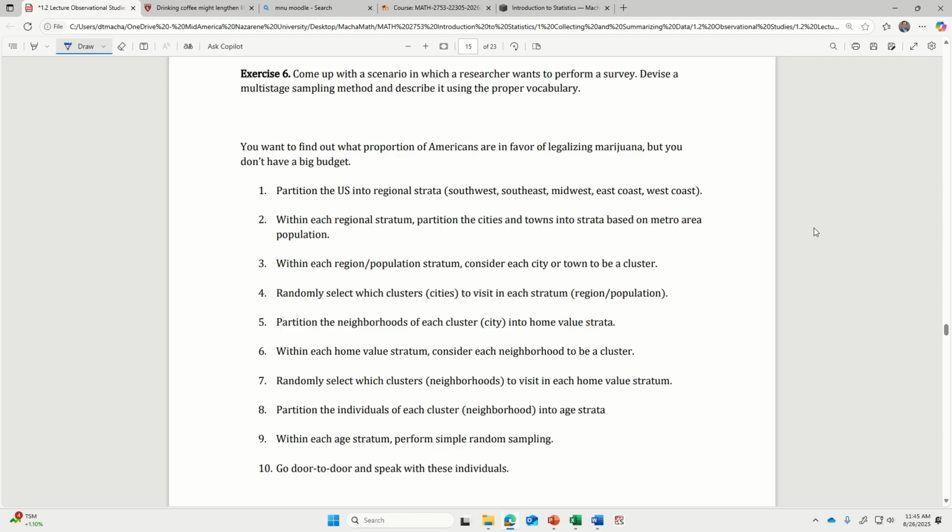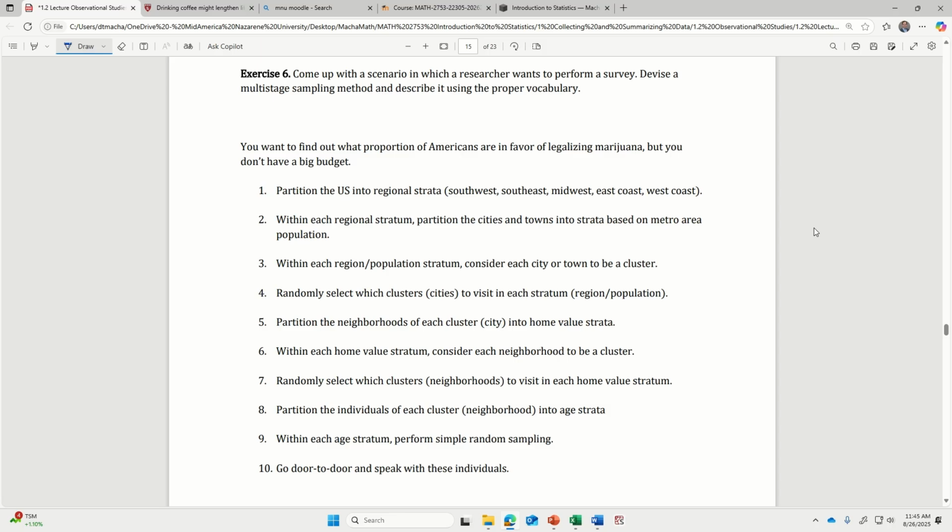So age strata is a nice way to do it. And then within each age stratum, I can do a simple random sample to select which door I'm going to go knock on. And that would minimize the number of doors I have to go up to and knock on the door and ask for the owner and talk to them about this opinion issue, right?